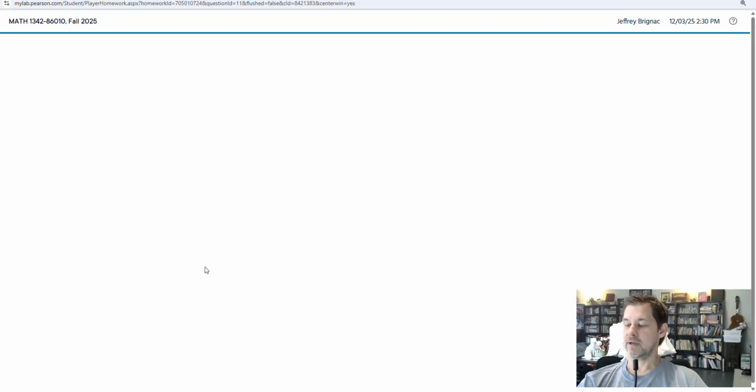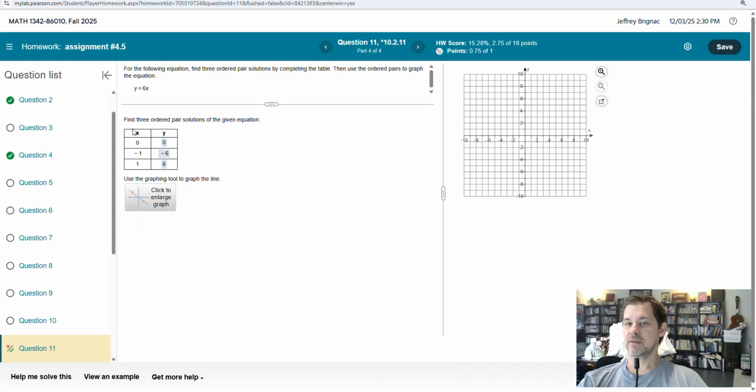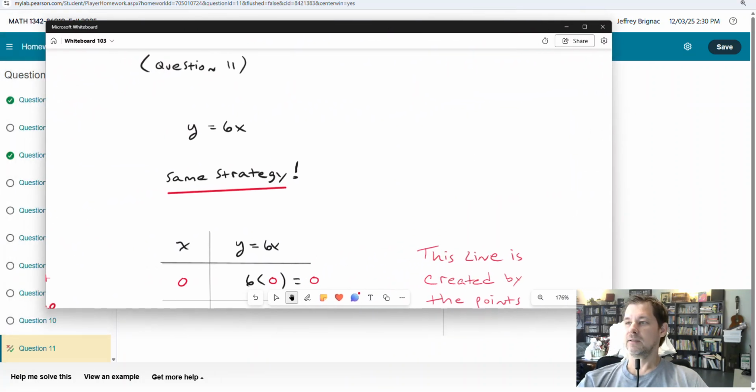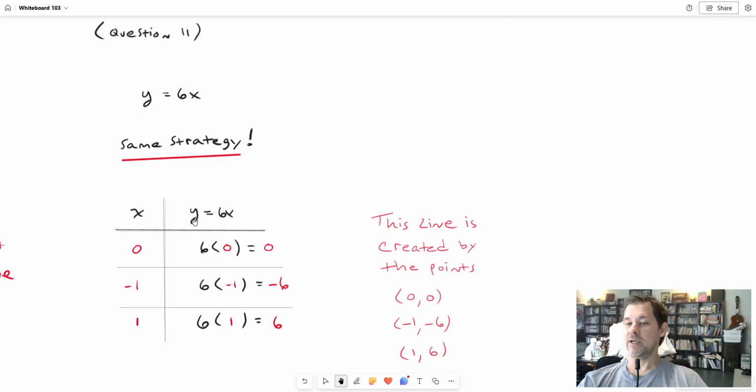See, it says find 3 ordered pair solutions. That means find 3 points, find 3 x and y pairs for this equation. y is 6 times x. I'm given these x's of 0, -1, and 1, and I find the y's. I have an equation. It says y equals 6 times x, and I'm given x is 0. So that would make y 6 times 0, which is 0. So I get my first point, 0 for x, 0 for y.